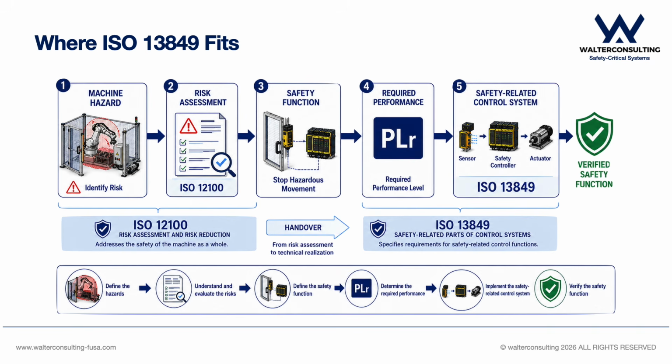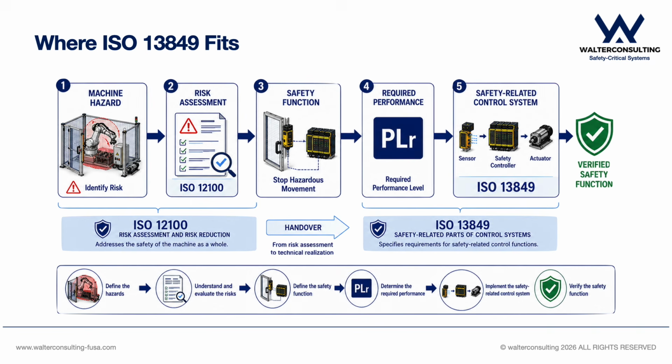So ISO 12100 and ISO 13849 should not be viewed as competing standards. They address different parts of the same overall machinery safety process. ISO 12100 helps us understand and reduce the machine risk, while ISO 13849 becomes particularly important when that risk reduction depends on safety-related control functions.